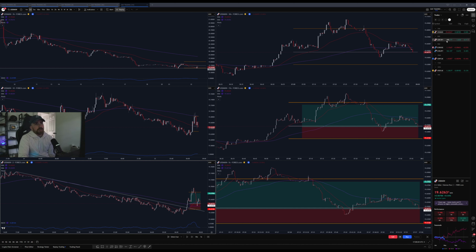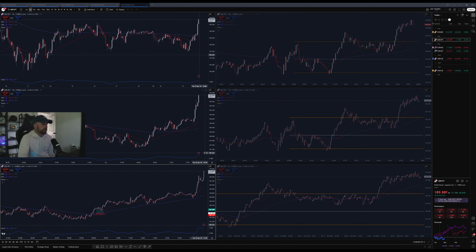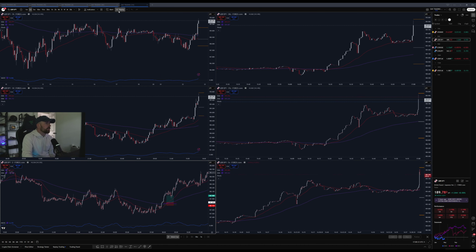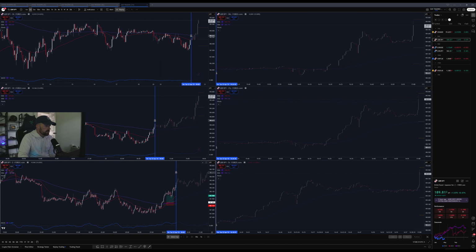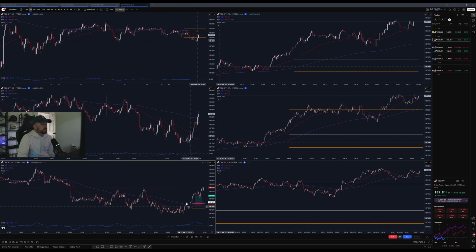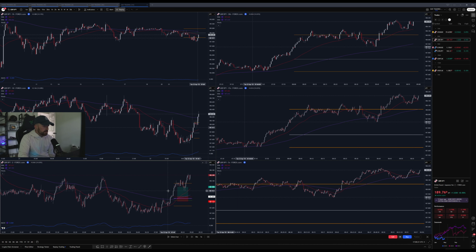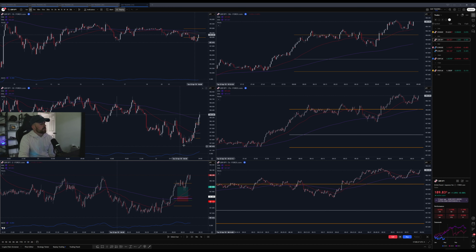The second trade I had on watch at 8 a.m. was pound yen. And similar thing here, it never really pulled back to give an entry. So at the start of the session, price is roughly here, right? It wasn't super great price action on the 10-minute time frame.